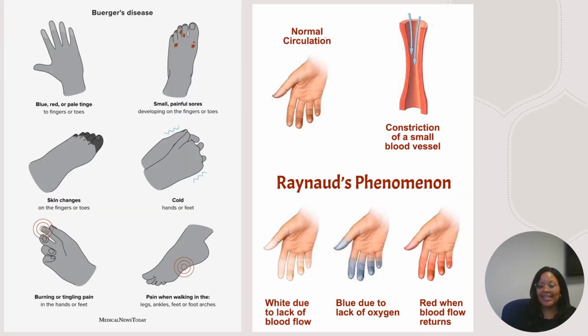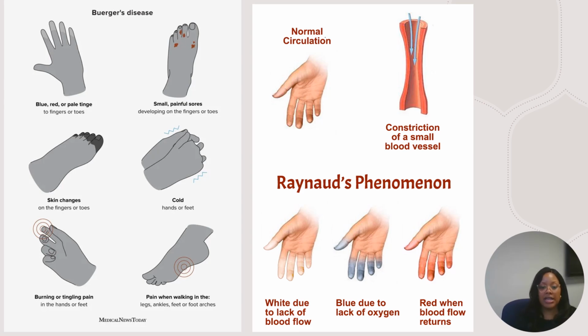So this slide is the signs and symptoms and kind of just comparing the two. With Buerger's disease, you can have red, blue, or pale tinged fingers or toes, small painful sores, skin changes, cold hands or feet, burning and tingling pain, and pain when walking. So remember, with Buerger's disease, it can be either venous or arterial. We can remember from PVD how these had some similar signs and symptoms.